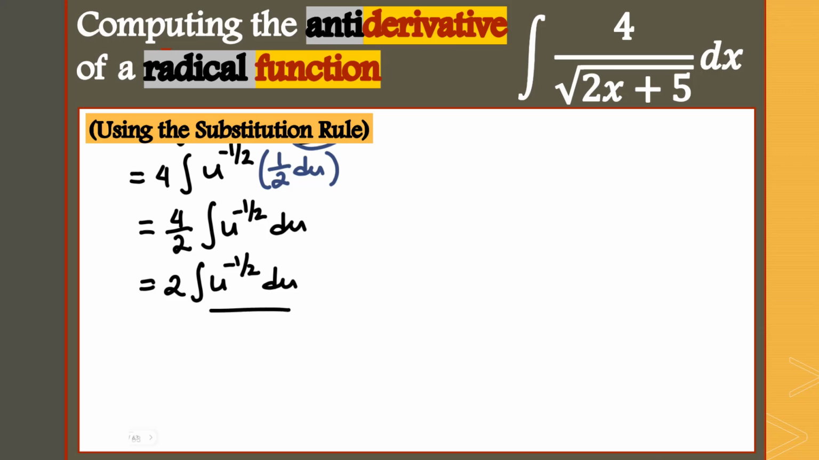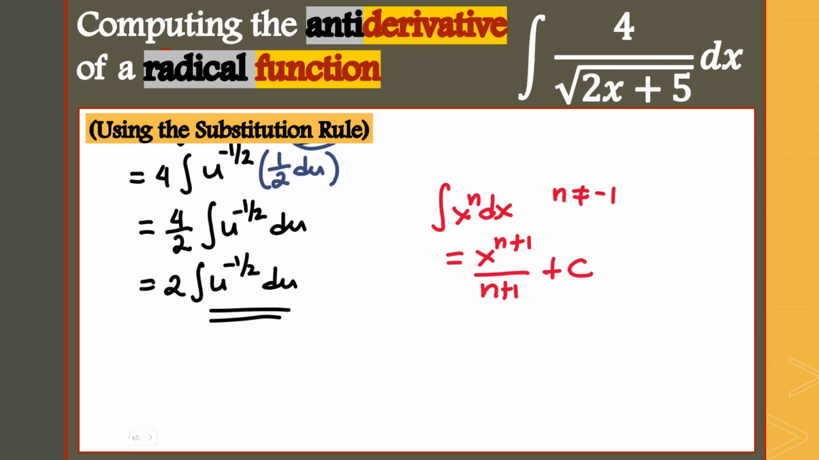Since this now is easier to look at, we can now use the power rule for that, because the power rule tells us that if we have x to the power of n dx, or in this case u, where our n is not equal to negative 1, obviously it's negative 1/2, is equivalent to x to the power of n plus 1 over n plus 1 then plus c. Okay, so using that, going back here, you will have 2 times u to the power of negative 1/2 plus 1 over negative 1/2 plus 1, times plus c.